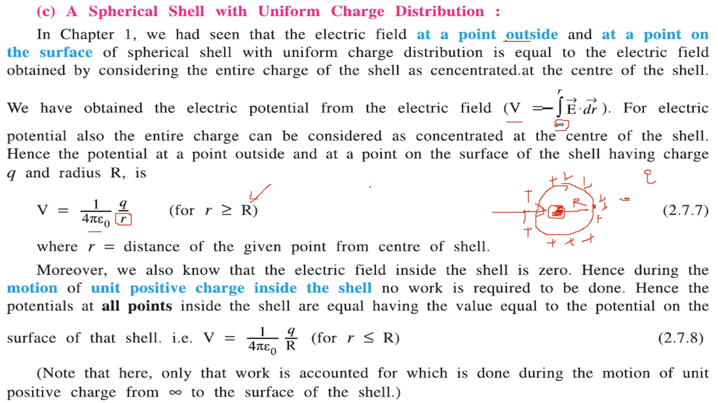This R is the radius of this shell. This R is the distance. So this R is the distance of this point from the center. It can be like this. It can be like this. So this is the distance from the center of the shell.